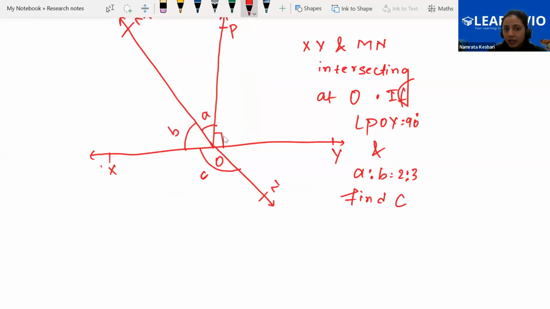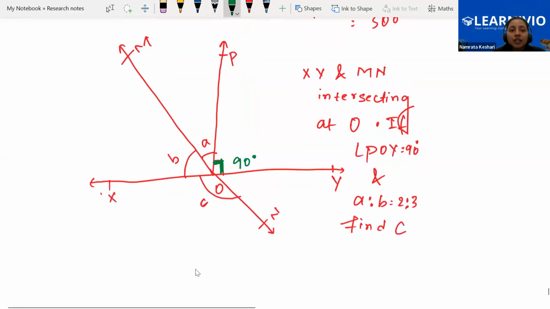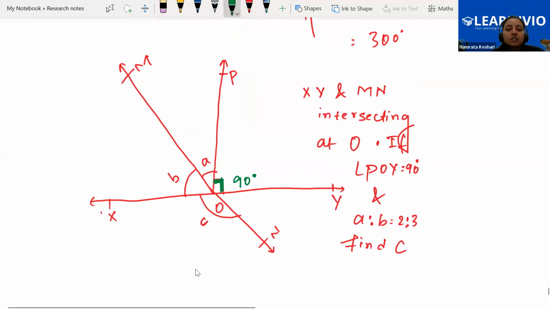A rectangular angle is shown over here. That means it is 90 degrees. So if sometime in any question it is not mentioned, but the angle is shown like this, then we must understand that it is 90 degrees. However, in this question, it is clearly written. A is to B is already given as 2 is to 3. We have to find angle C from here.